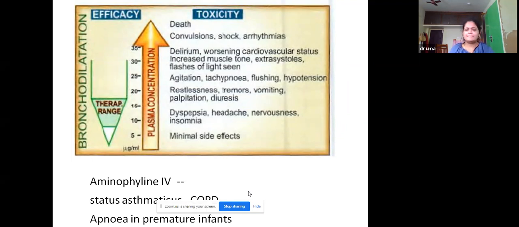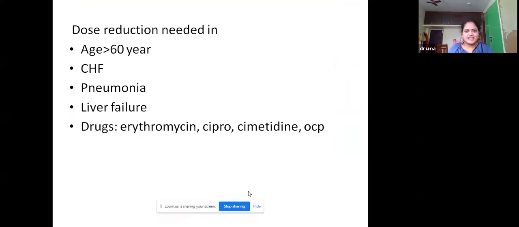And aminophylline is given parenterally for status asthmaticus and COPD. It is also used in apnea of premature infants because it causes contraction of the diaphragm. Dose reduction has to be done in age more than 60 years, in congestive heart failure, and pneumonia. And along with drugs like erythromycin, ciprofloxacin, cimetidine, and oral contraceptive pills, the dose has to be reduced.